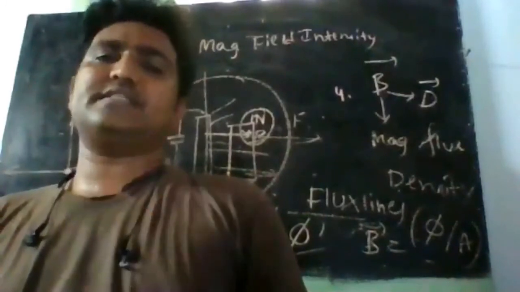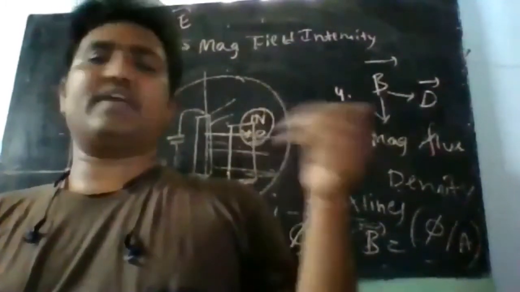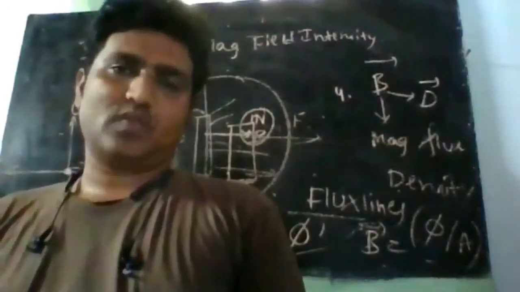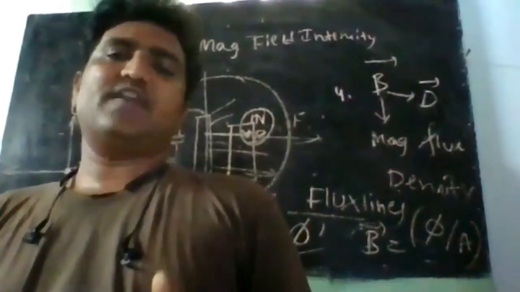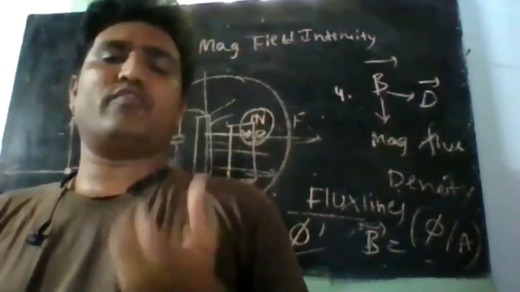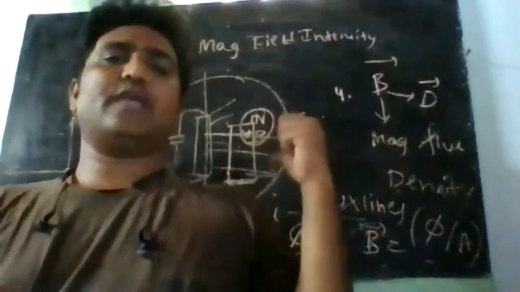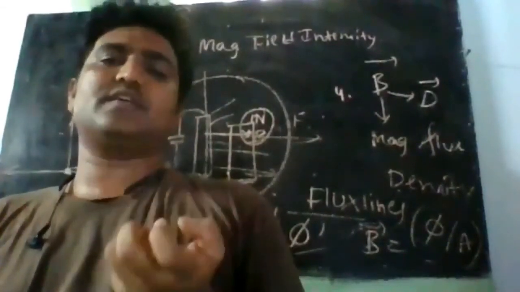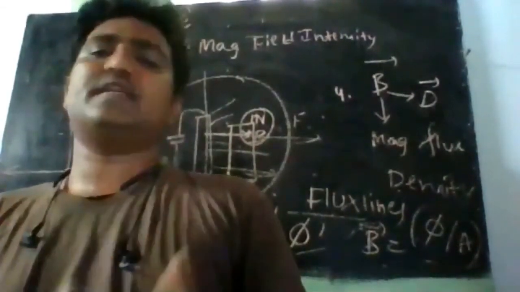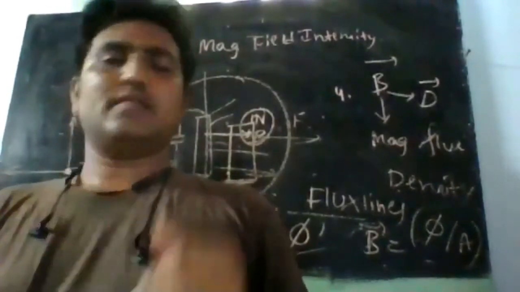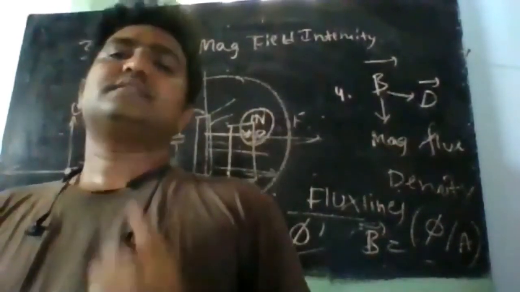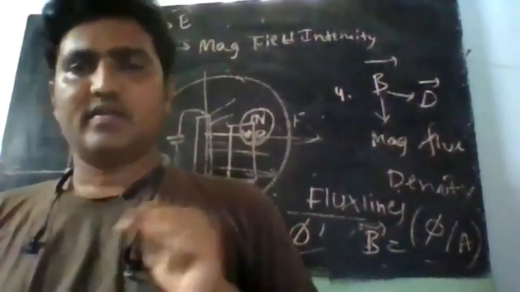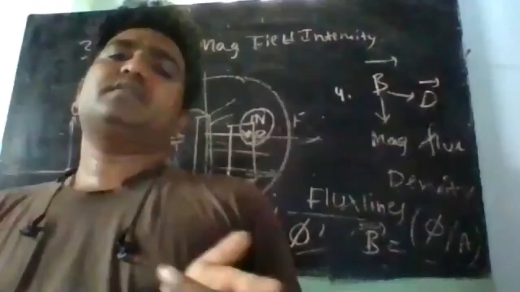Magnetic field can be measured with the help of magnetic field intensity, H bar, and the second is magnetic flux density. So what is magnetic field intensity? It is the amount of force experienced by a unit north pole. Whatever force a unit north pole experiences is the field intensity at that point. This is a vector. The magnitude will be equal to the force, and the direction will be given by Fleming's left hand rule. Done.